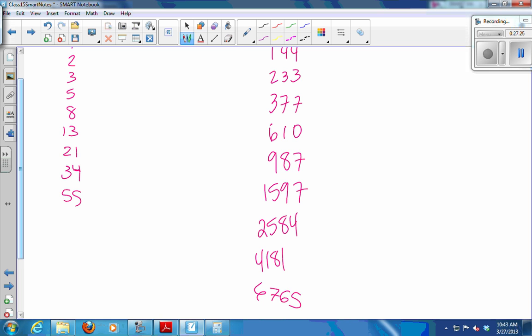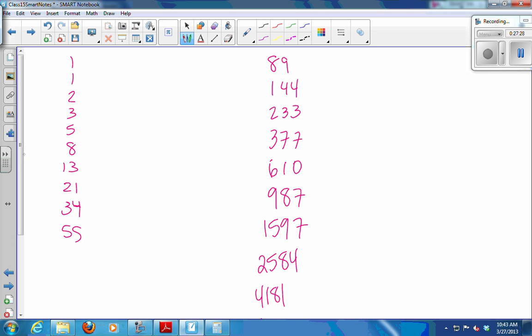Okay. So now what I want you to do is look at each pair of numbers and take the ratio of the two. So I'm going to look at the 1 and the 1, right? So this is going to be 1 over 1, which is 1. And then I'm going to look at the 1 and the 2. Put the bigger one over the smaller one. So I'm going to have 2 over 1, which is 2. And then look at the next pair, the 2 and the 3. I'm going to take the ratio of the bigger over the smaller, 3 over 2, which is 1.5.